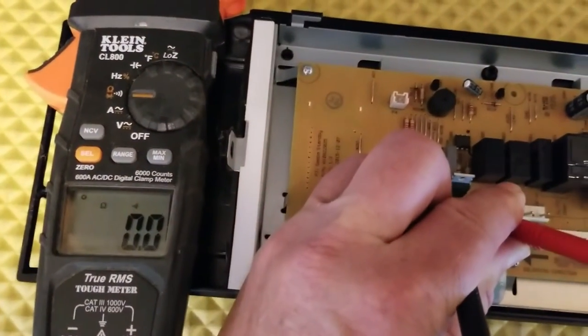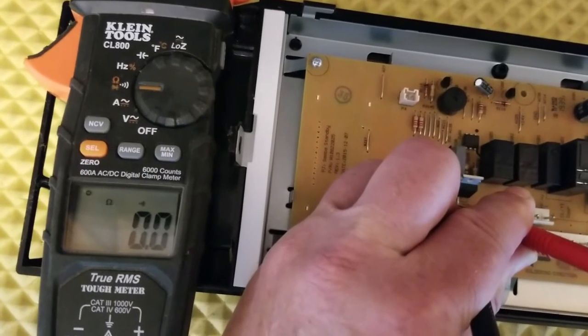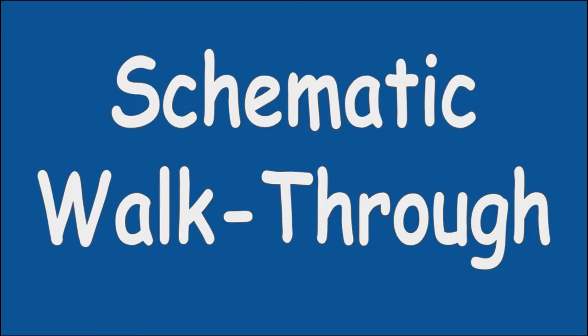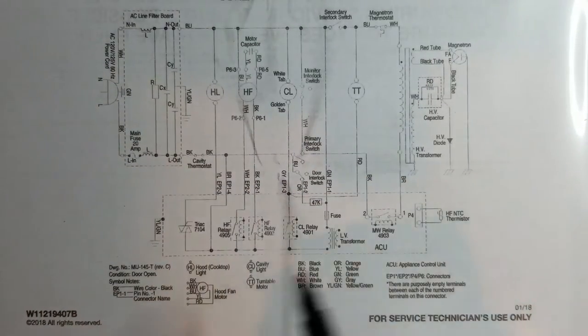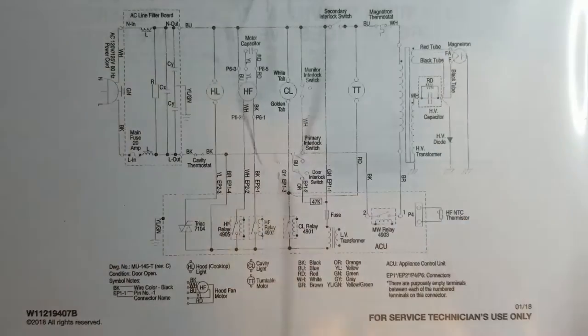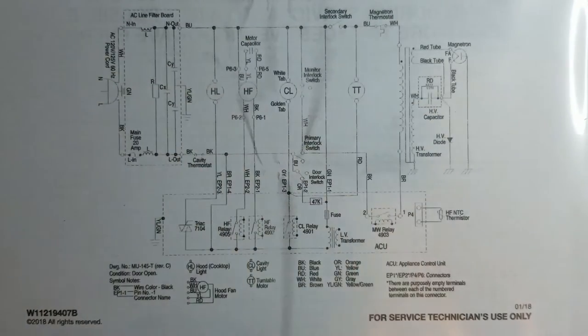This is the reading on the triac on the board. It's reading 0 ohms, so we have a dead short. So this is how this triac turns on the light bulb. This is your light bulb right here. This is your hood light. That's the light bulb right there.